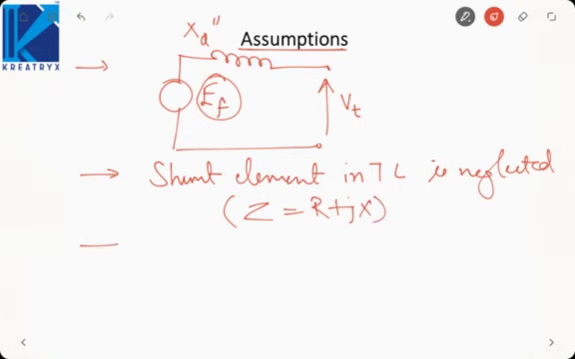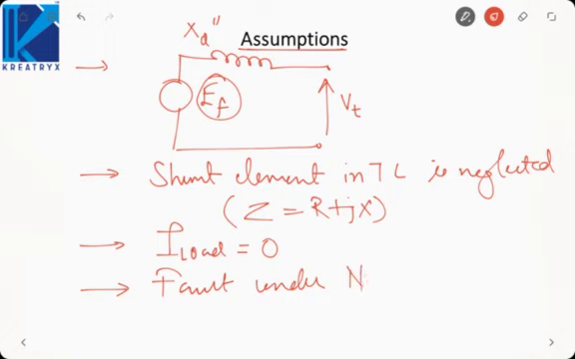The next assumption is, load current is taken as 0. That means the entire current will flow into the fault. No current will go through the load. Okay. Now that means we will remove any load. We will take the fault under no load condition. That is, before the occurrence of fault, there was no load in the system.